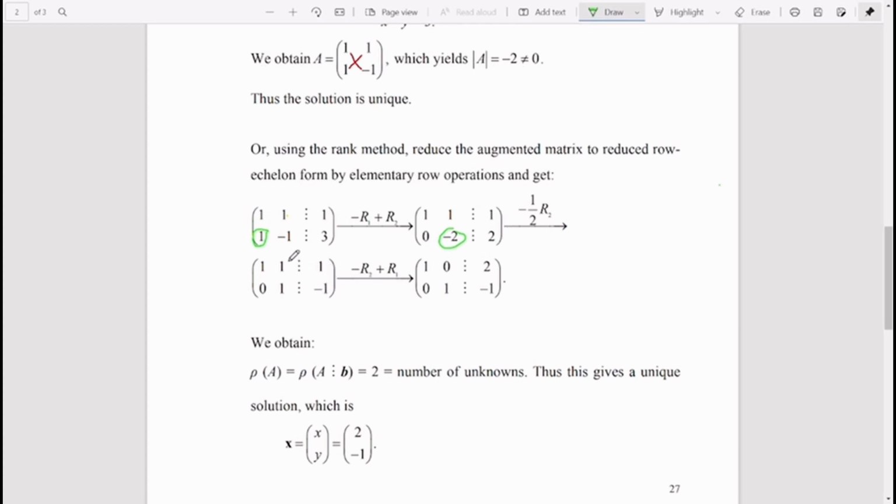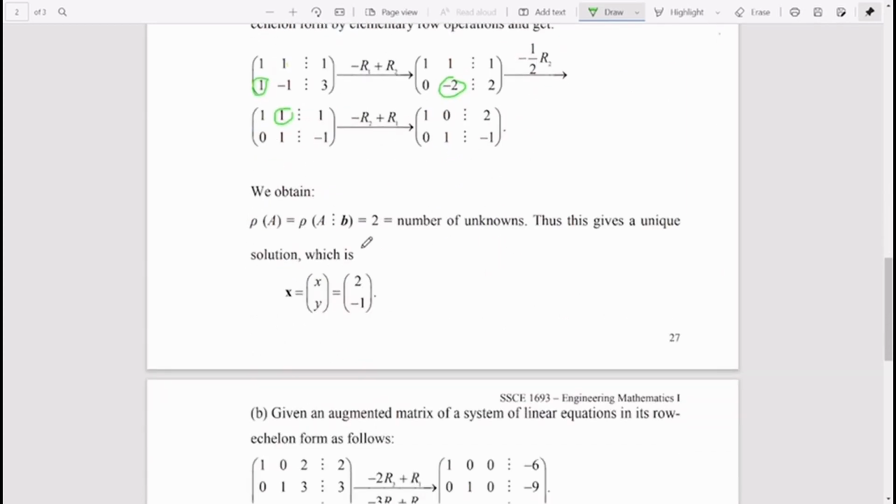The last step is that this position must be 0. So we make the operation on row 1 with negative R2 plus R1. In row 2, we just copy it back, which is 0, 1, and negative 1. In row 1, we get 1 plus 0 is equal to 1, negative 1 plus 1 is equal to 0, and 1 plus 1 is equal to 2.